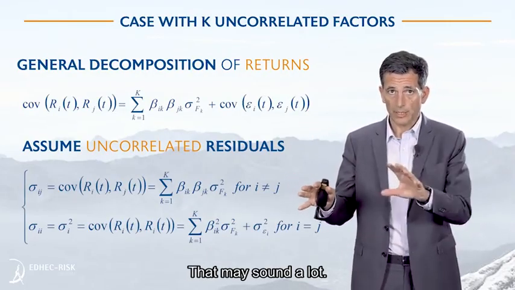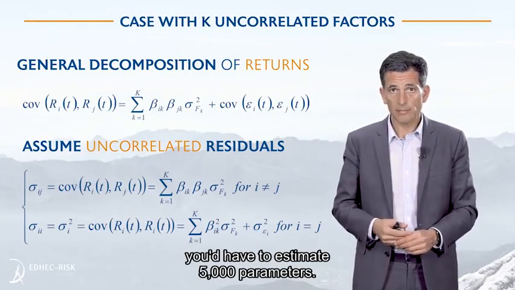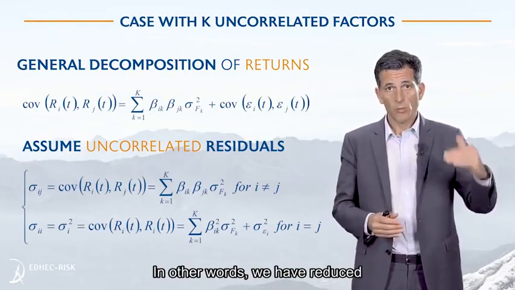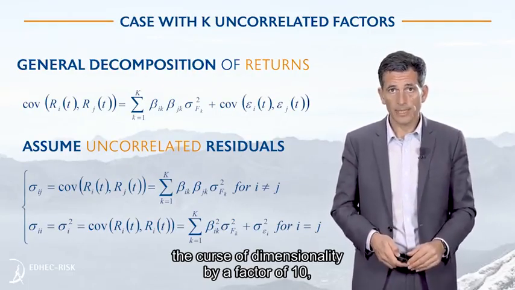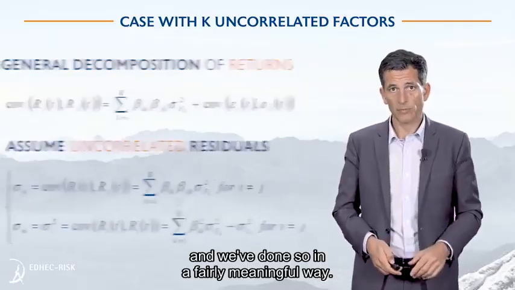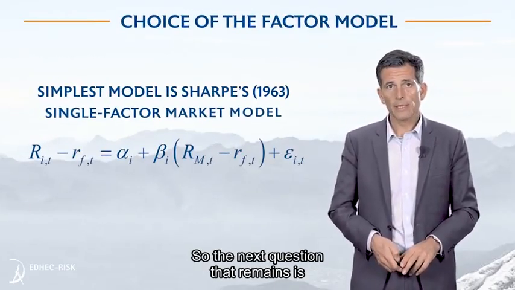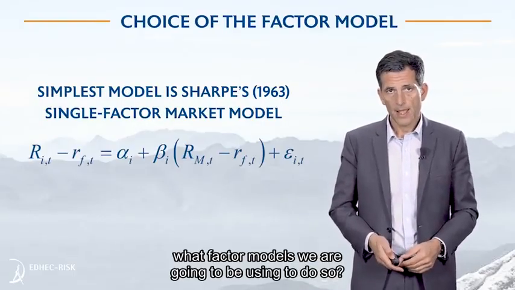It may sound like a lot, but remember that if you don't do something like this, you'd have to estimate 5,000 parameters. In other words, we have reduced the curse of dimensionality by a factor of 10, and we've done so in a fairly meaningful way. So the next question that remains is what kind of factor models we are going to be using to do so.